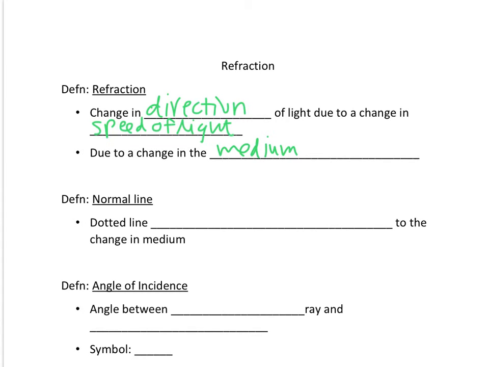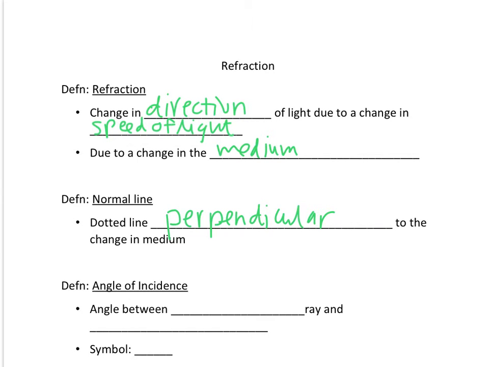A couple things we need to know, and I will draw all of this out so you can see what this looks like. We're going to draw diagrams for refraction. And the first thing you need is a normal line. A normal line is a dotted line that is perpendicular. Remember back to forces, normal meant perpendicular, so again, it's the same idea. A normal line is a dotted line perpendicular to the change in medium.